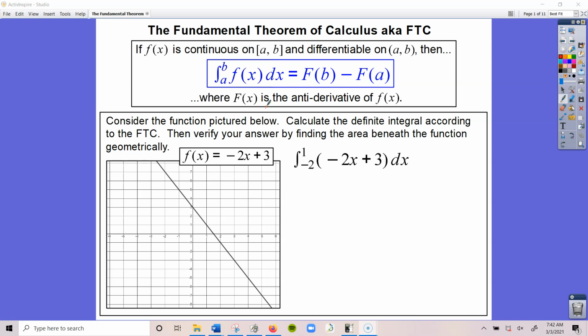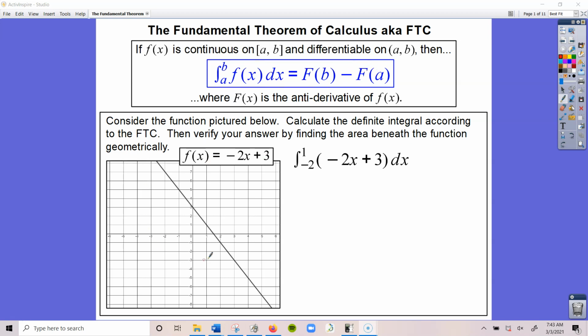However, this theorem says that if f of x is continuous on the interval a to b and differentiable, then the integral from a to b of f of x dx is equal to the antiderivative of f at b minus the antiderivative of f at a.